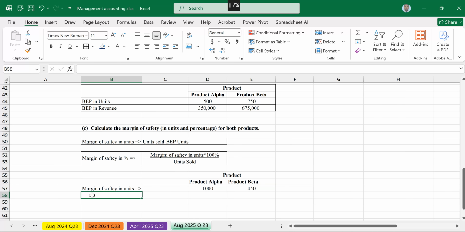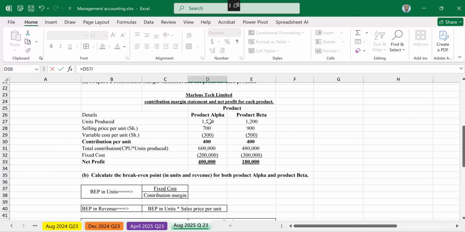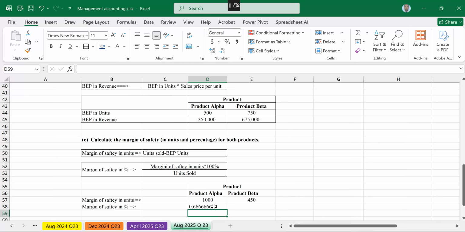Margin of safety in percentage will be equal sign, the margin of safety in units, divide that with the number of units sold, which was 1500. Enter and drag across. Convert that to percentage, and that is all. Two decimal places: that is 66.67 and 37.50.